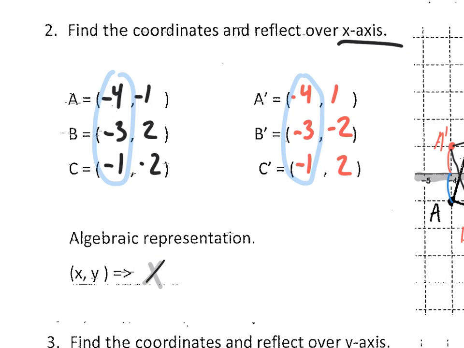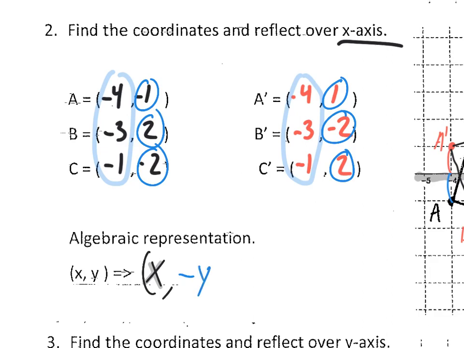Now I've got to check y. Looking at my y's, we went from -1 to +1. Not worried about whether it's a negative or not, but it did change sign. Same thing here. We went from +2 to -2. Here we went from -2 to +2. So it doesn't really matter whether it's negative or positive. The point is the sign changed. So to show that the sign changes, we're going to put a negative in front of that y.